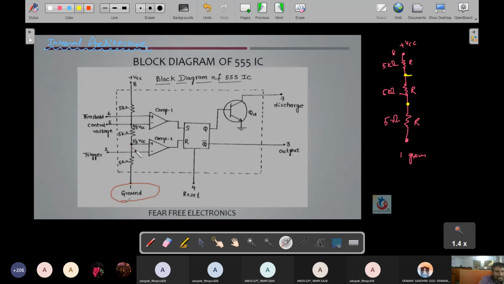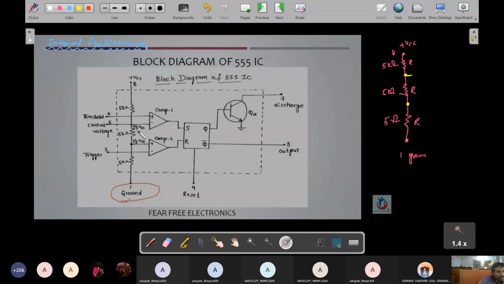After crossing the second resistor, one potential drop exists, called 1 by 3 VCC, and this one is 2 by 3 VCC. These two are potential drops. That is the reason it is called a potential divider. These potential dividers have three equivalent 5 kilo ohm resistors, and at each and every end of the resistor a potential drop will exist. See how you will calculate.